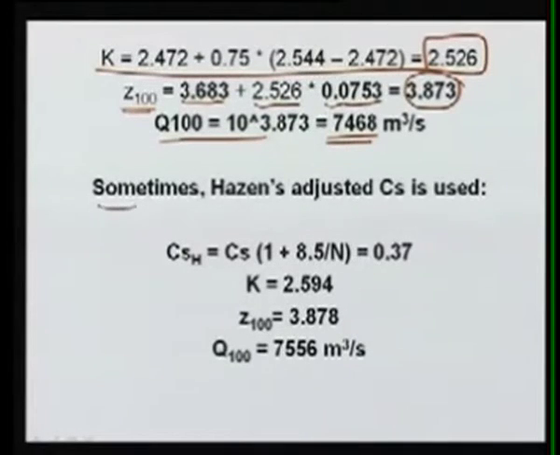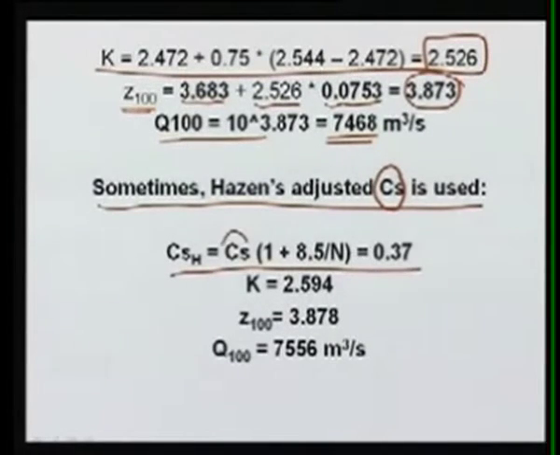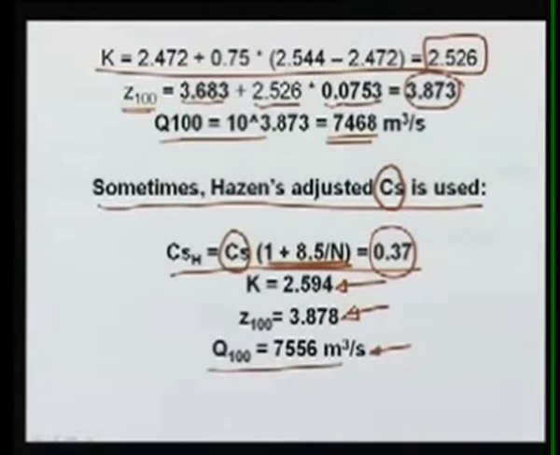Now sometimes, since it's a finite data set, the CS value is adjusted. Hazen has proposed this modification in which the CS is modified by this factor of 1 plus 8.5 over n. N is the number of years of record, in this case the number of data is 25. So 1 plus 8.5 divided by 25 into CS will give us a value of 0.37. For this value, again from the tables we can obtain the value of K, Z100 and Q100. So in this case it becomes a little more than this value, but still close to 7,500.